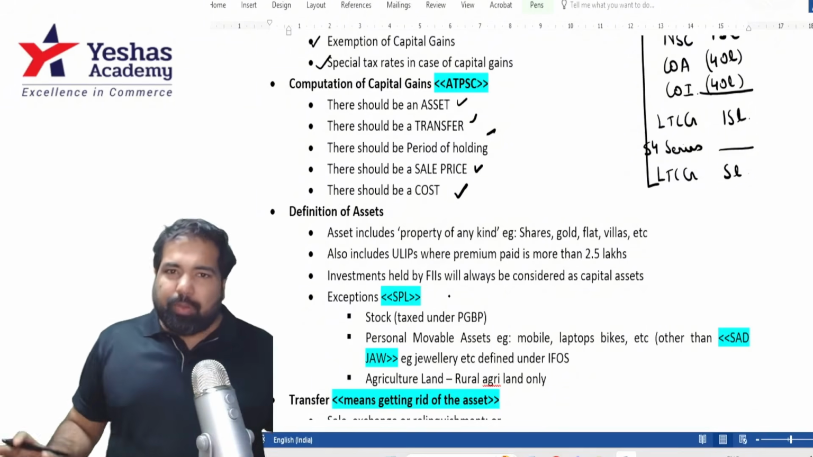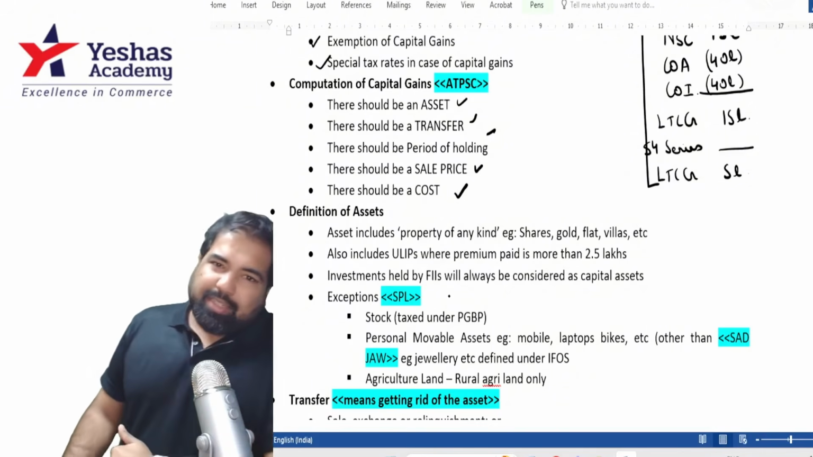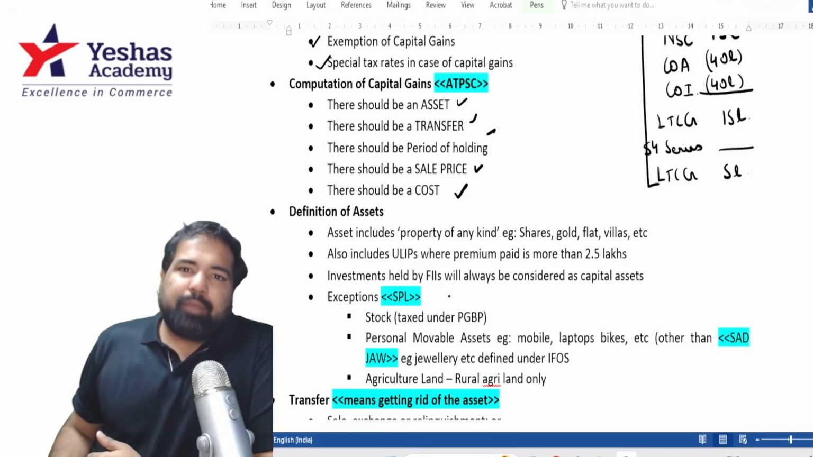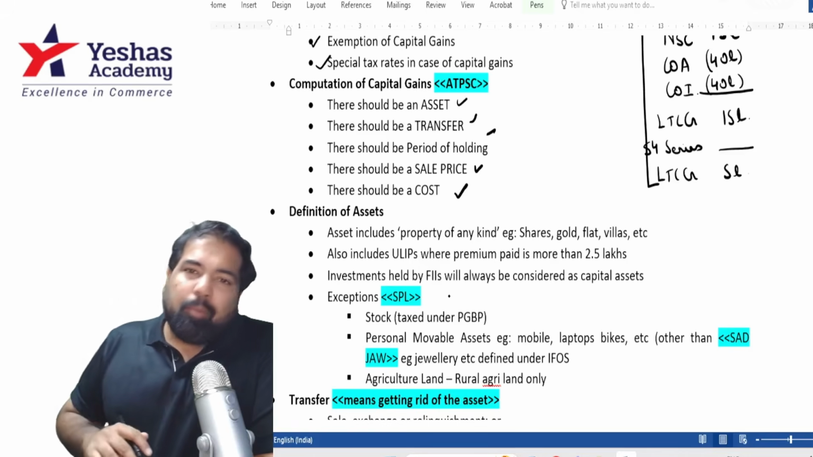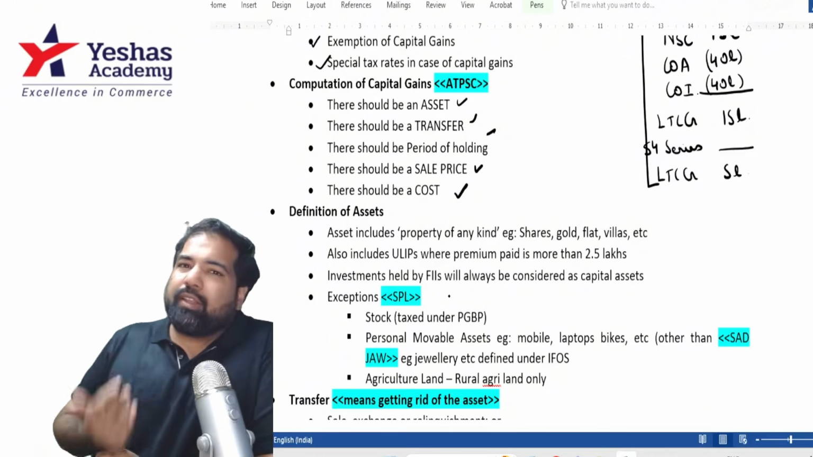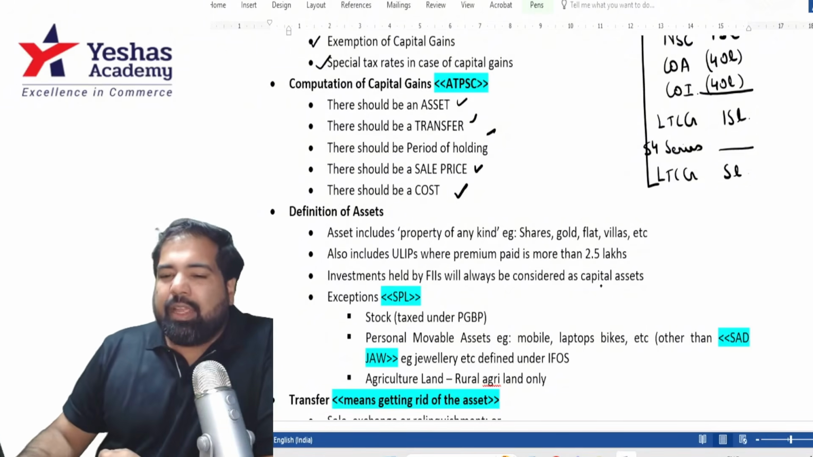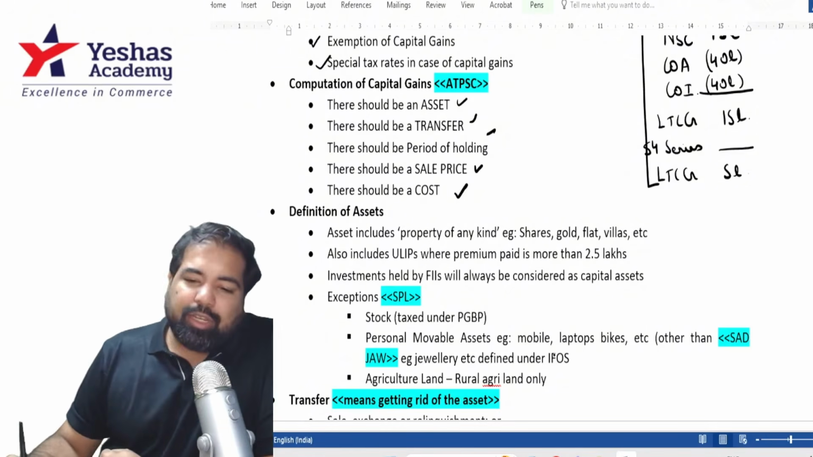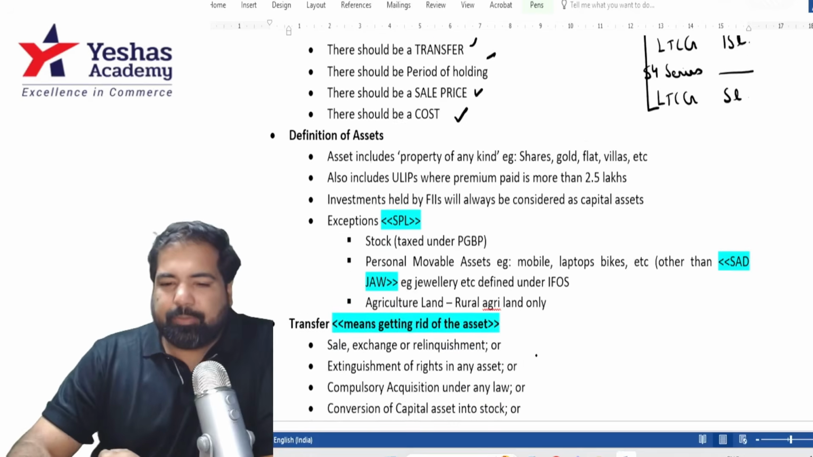So they've kept the definition open except SPL. Stock is not an asset. Personal movable property is excluded, except things that go high in value. Example, my mobile phone is not an asset. My car is not an asset, but the jewelry that I have is an asset. And artwork is an asset. And last, land: agricultural land, but rural agricultural land is not an asset.